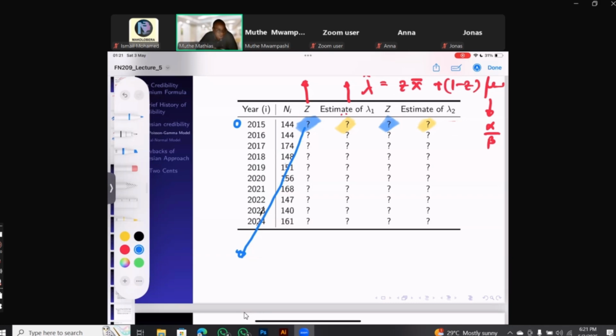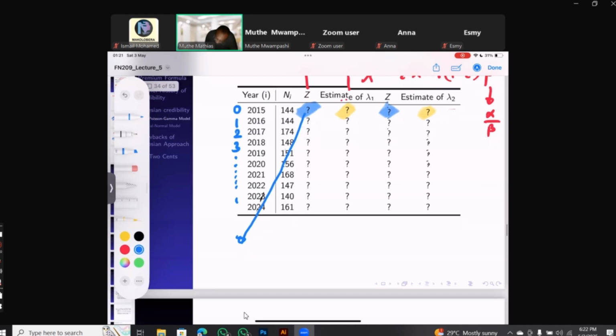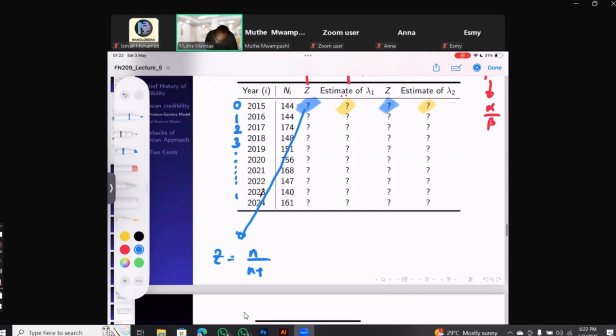Kwa sababu you can see huu ni mwaka 0, mwaka huu ni mwaka wa kwanza, huu ni mwaka wa pili, huu ni mwaka wa tatu, mpaka mwaka wa mwisho like that. So we are saying, kwa sababu formula Z is equal to N divided by N plus beta, then tukiwa hapa, our N is 0. We don't have any observation up to this point, sindio? Kwa hiyo take 0 divided by 0 plus beta like this. So this one will be 0. Right? So we are saying our Z in this part here is actually 0.